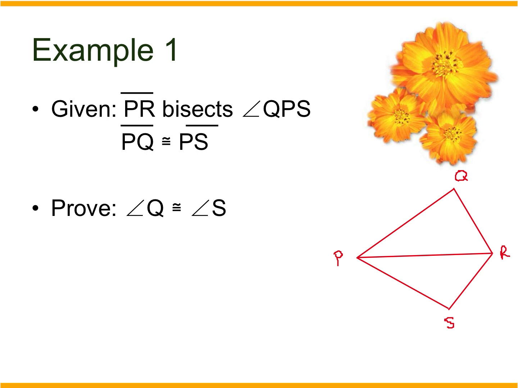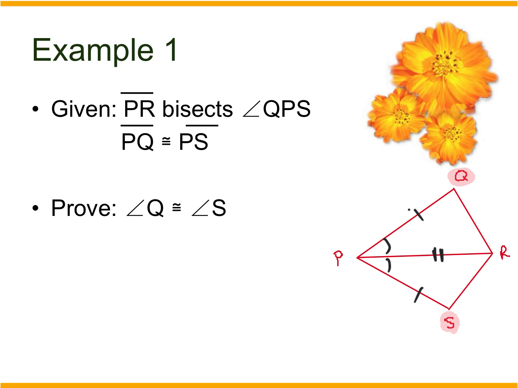They gave you that PR bisects angle QPS. So that means that this angle right here is congruent to that angle right there. And they're telling us that PQ is congruent to PS, so those two. And because we know this line is reflexive, PR, we can say that PR is congruent to PR. Now, I filled in everything on the diagram, but we have to do a proof because they want us to prove that angle Q, this angle right here, is congruent to angle S.